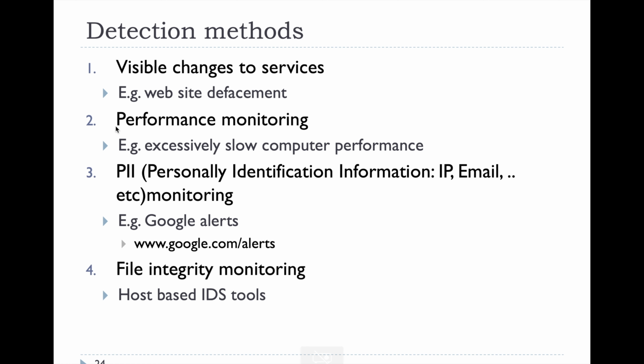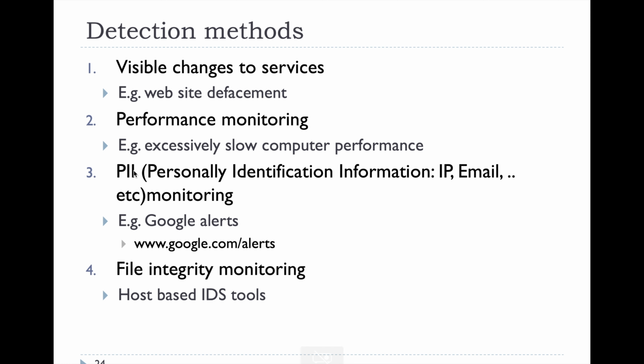And secondly is performance monitoring. So for example, you realize that your device or the server today is extremely slow compared to every other day. That could be because, for example, there's a file or a process that is being run in the background that is causing this excessively slow processor. And this process can be a malware. So we can look into that and we can find out that we have an incident.